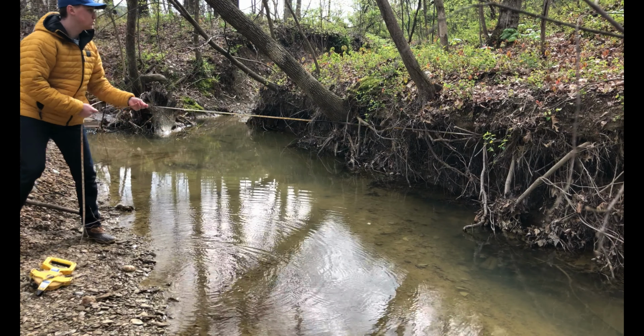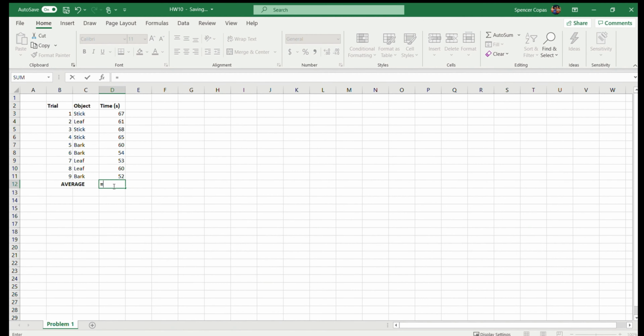Well, now that my feet are wet, I think it's time to head back to the lab so we can analyze some of this data. After running some of the numbers, I came up with a flow rate of 1.67 cubic feet per second.